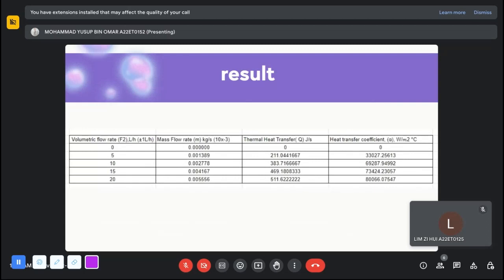So this is the result for the dropwise condensation. At 0 liter per hour the value is 0.2, and for 5 until 20 liter per hour, the value of the heat transfer coefficient increases.